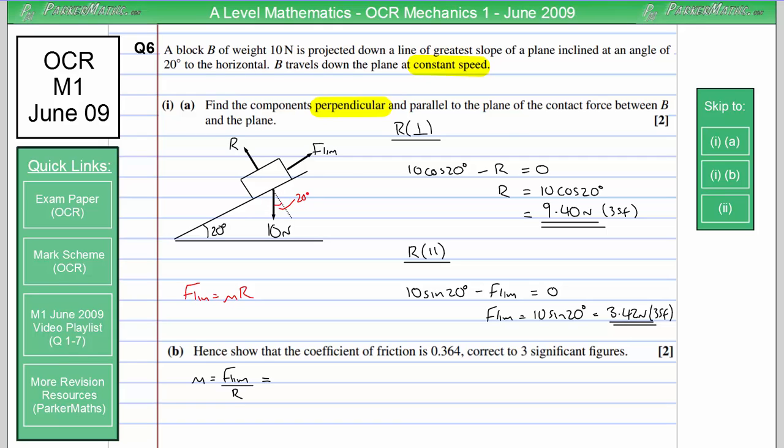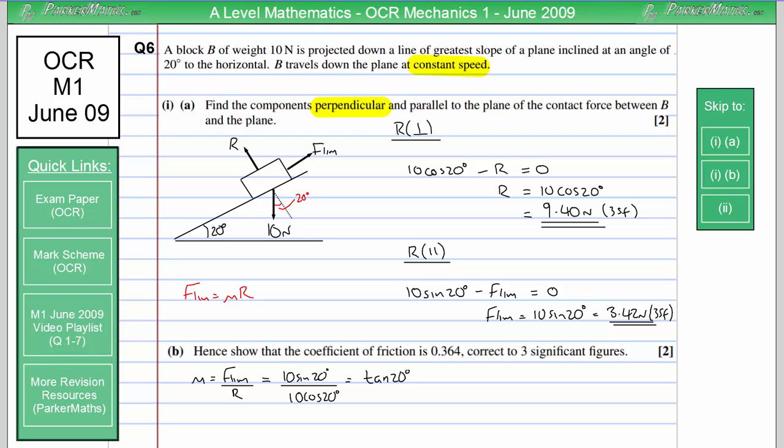It's important here that you use the exact values for these calculations. Don't use your rounded answers from part 1. So I'm going to do 10 sine 20 divided by 10 cos 20. Now I could just put that into my calculator, but 10 divided by 10 is 1, and sine 20 divided by cos 20 is just tan 20.